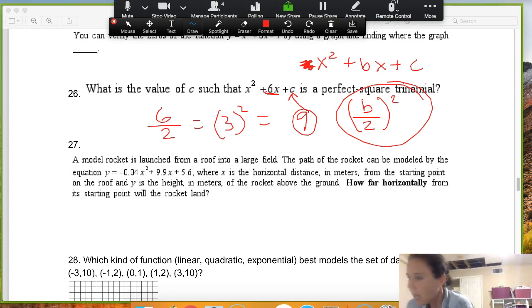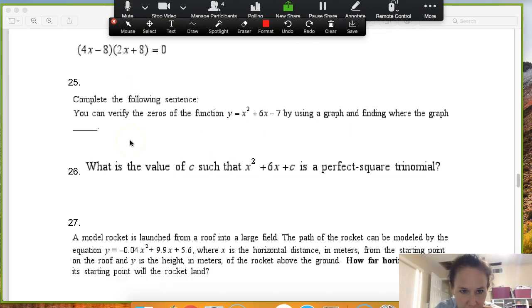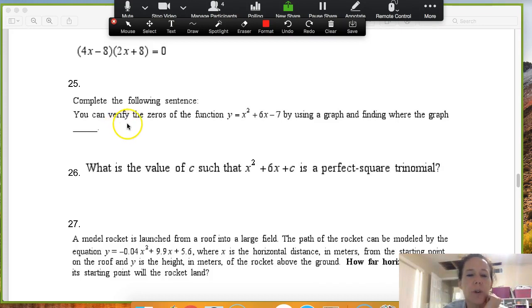All right, let's do number 25 because Nolan wanted to backtrack for a second. Let's backtrack to 25. Complete the following sentence. You can verify the zeros of a function by using a graph and finding where the graph what?